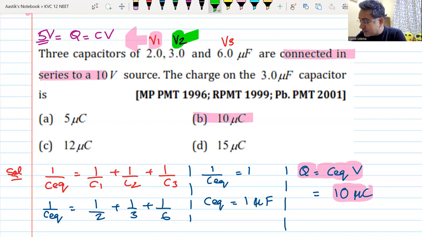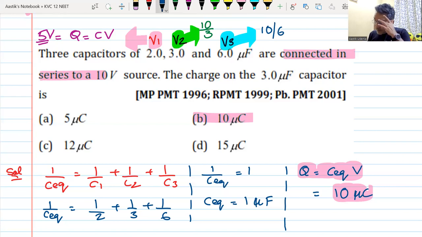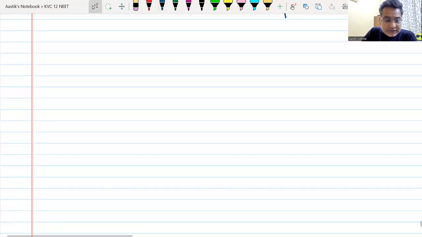Similarly, for this, I will apply the equation Q is equal to CV. Q is 10, C is 3. So the answer for this one will be 10 by 3. Similarly, I can apply the equation here. It will be 10 by 6. And that is how I get my answers. Do we understand this, everyone? Yes, sir. I'll give you 1 minute to note it down. Please note it down.